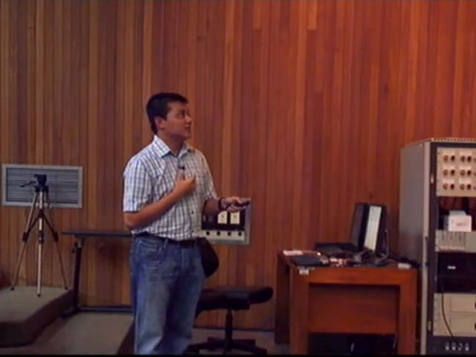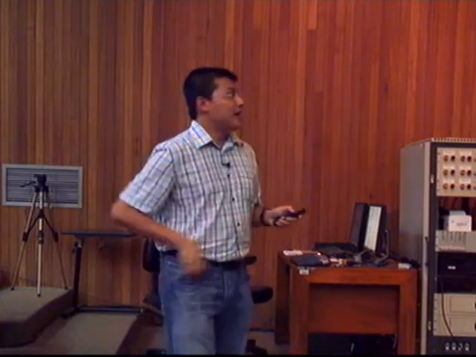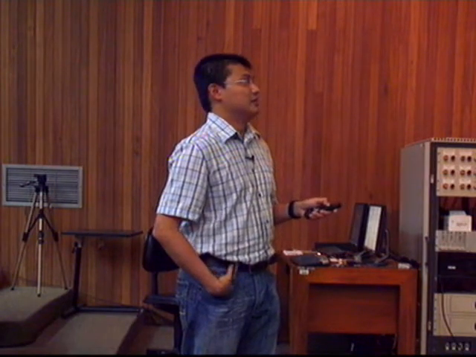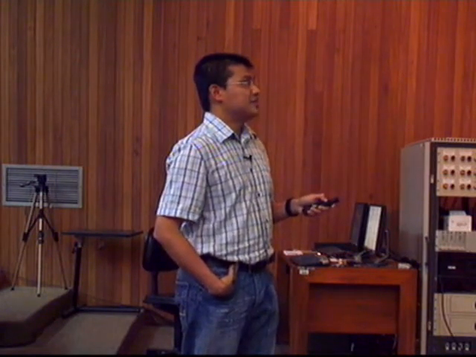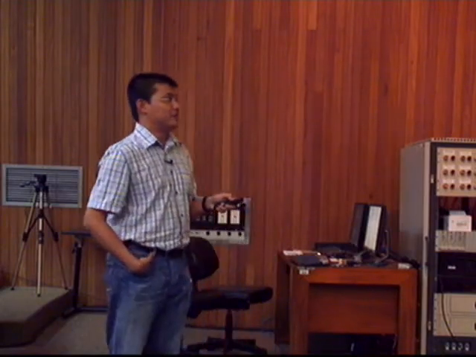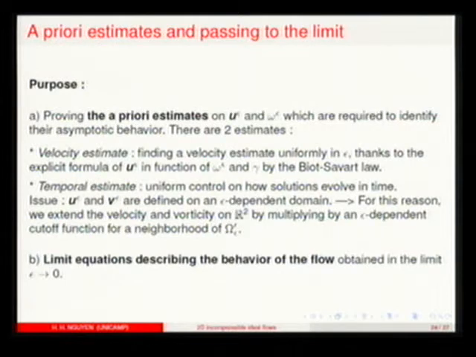After we get the evanescent problem, we will try to write the velocity estimate and the temporal estimate for this problem, and we will pass to the limit. There are two estimates here. After we pass to the limit, we get the purpose.